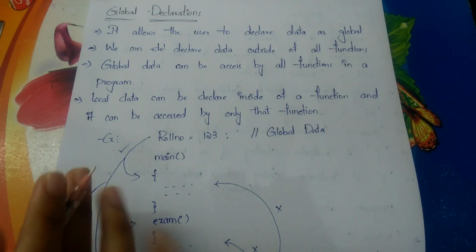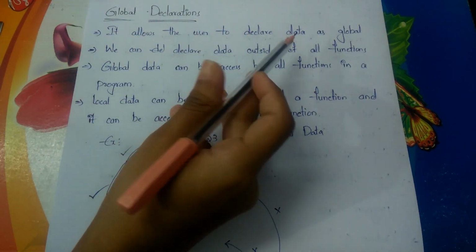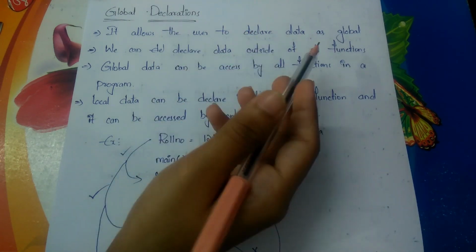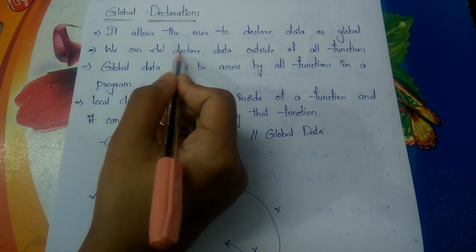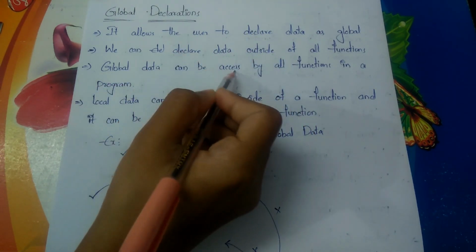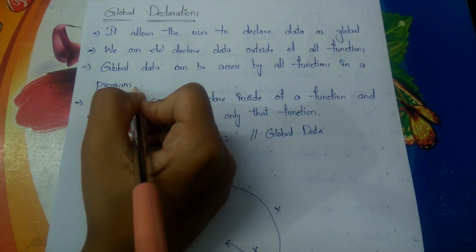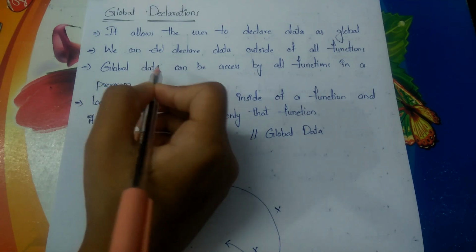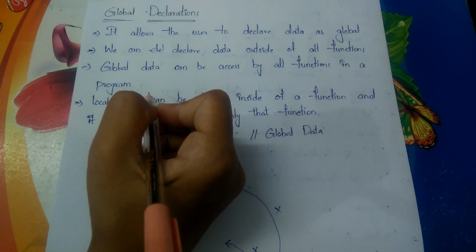So the final one we have is the global declarations. It allows the user to declare data as global. Global data we write outside of all functions, and global data can be accessed by all functions in a program. A program does not contain only one function, it has many functions. So this global data can be accessed by all the functions present in the program.